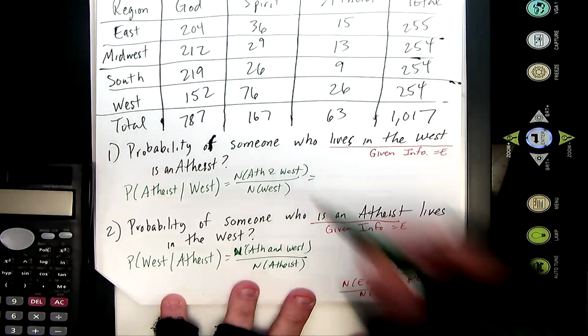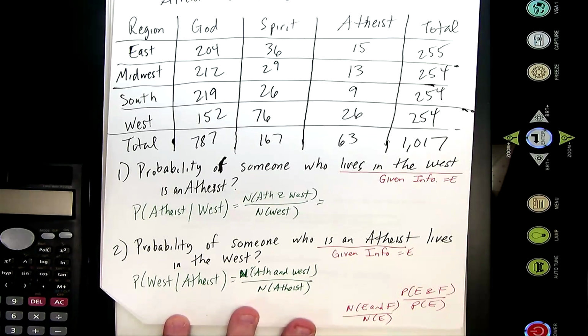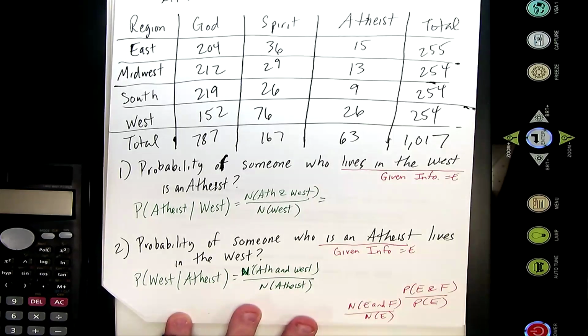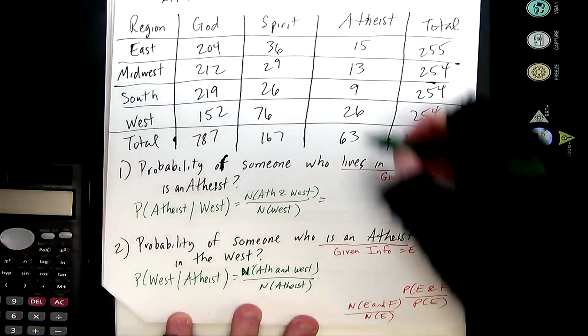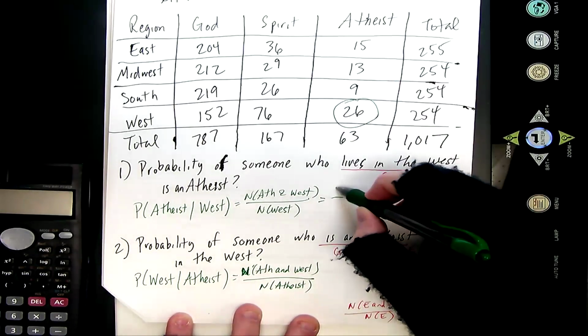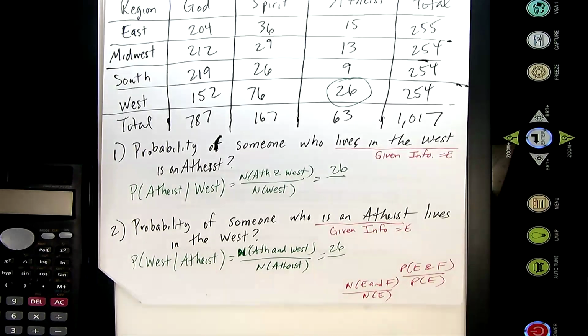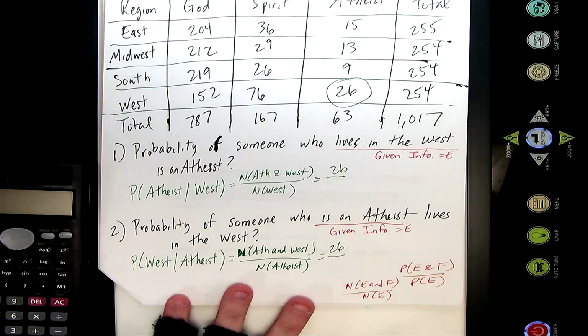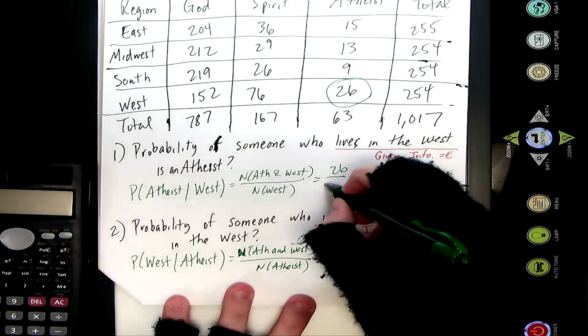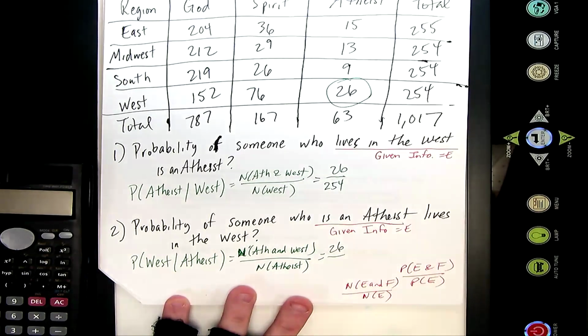Okay, so I can pull that from the table. How many people are both atheist and West? 26, right? It's that square right there. Both of these have that, so I'm gonna write it in both. How many people live in the West? 254. How many people are atheists? 63.